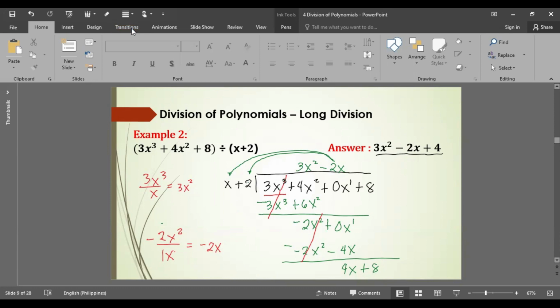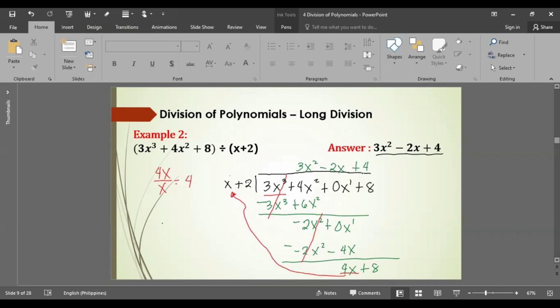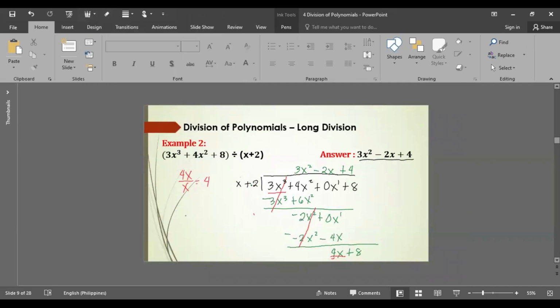Then same procedure again. Divide this term by the first term of the divisor. For x divided by x, we get 4. And we write here the answer, plus 4. Then, we multiply 4 by x, we get 4x. Then, 4 times 2 is 8. So, plus 8, then perform subtraction. 4x minus 4x, cancel this out. 8 minus 8 also cancel.